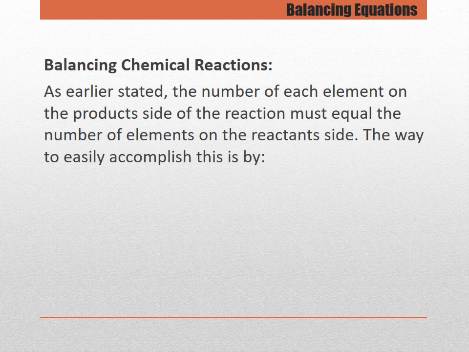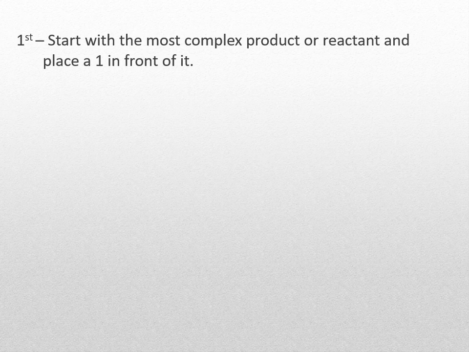Balancing chemical reactions. As earlier stated, the number of each element on the product side of the reaction must equal the number of elements on the reactant side. The way to easily accomplish this is by following these 4 steps. First, start with the most complex product or reactant and place a 1 in front of it. Typically, not always, but typically, the formulas that contain the most elements will have the smallest number when balancing.